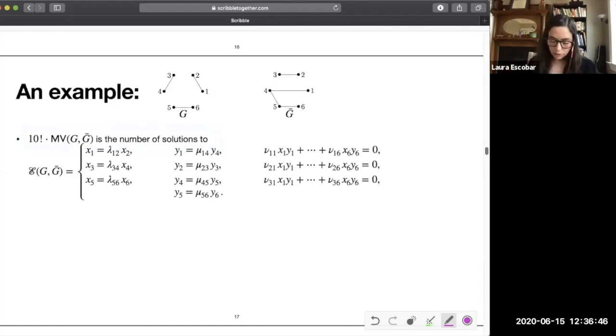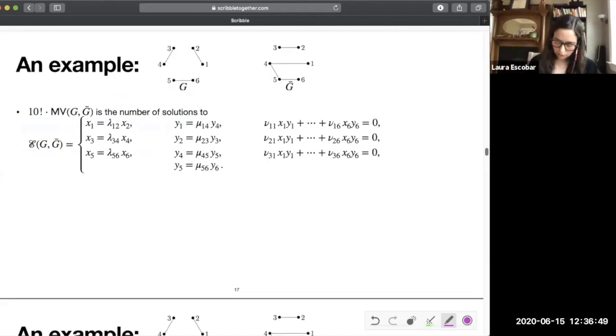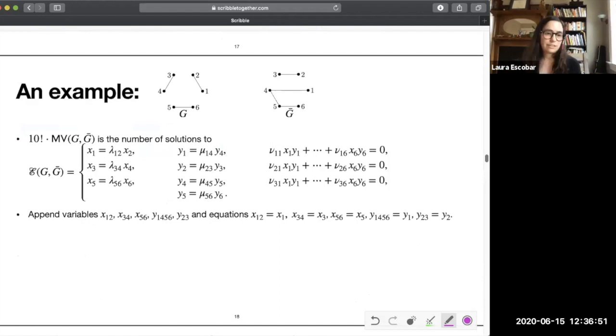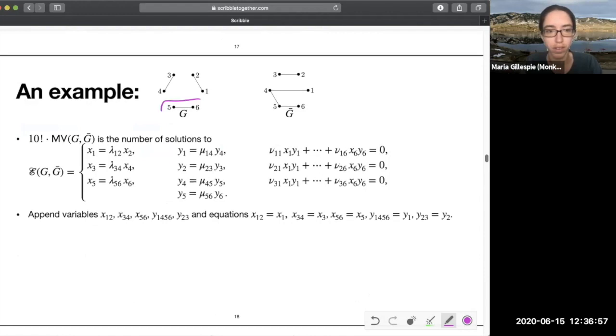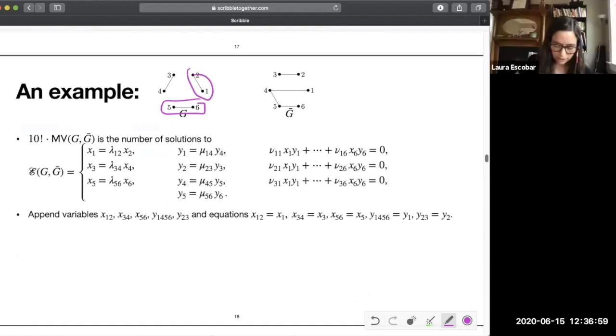So how did we relate that? Well, we did a little trick that is not too fancy, but it's pleasant. And it's that for each of the connected components of G, so for example, we have 3 connected components, we introduce 3 variables. And for each of the connected components of G bar, we introduce a variable.